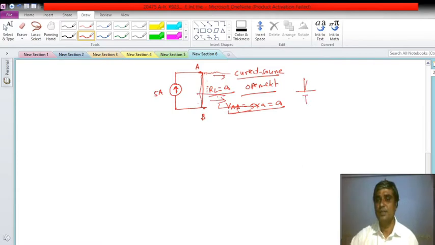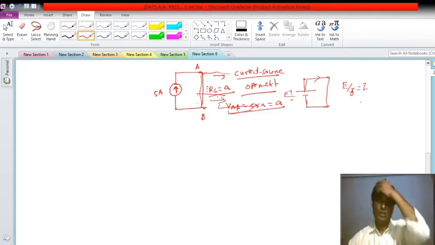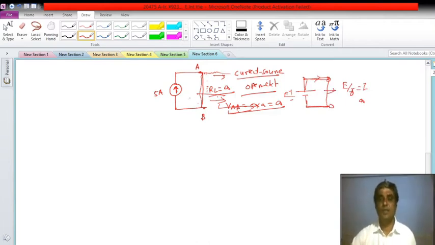Okay, this is the current voltage source of E. If you make it short circuit, what will happen? There is E by R, which is I, and if R goes to zero, an infinite amount of current will flow. So to avoid that, a voltage source is always kept at open circuit. Fine. This is just what I wanted to tell.